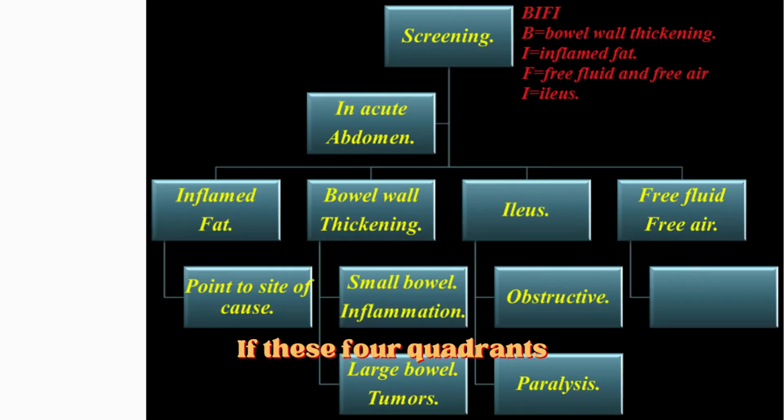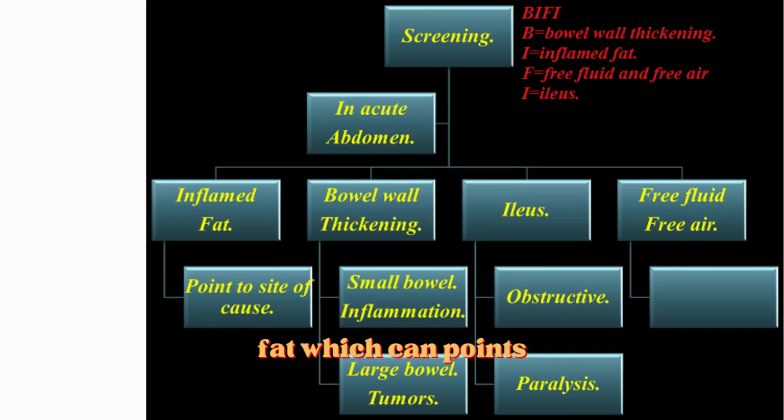If these 4 quadrants are free from lesions, my second step is screening the whole abdomen, searching for one of the following signs. I have a mnemonic for these signs, which is BIFI, where B corresponds to bowel wall thickening, I for inflamed fat, F for free fluid or free air, and finally another I for ileus.